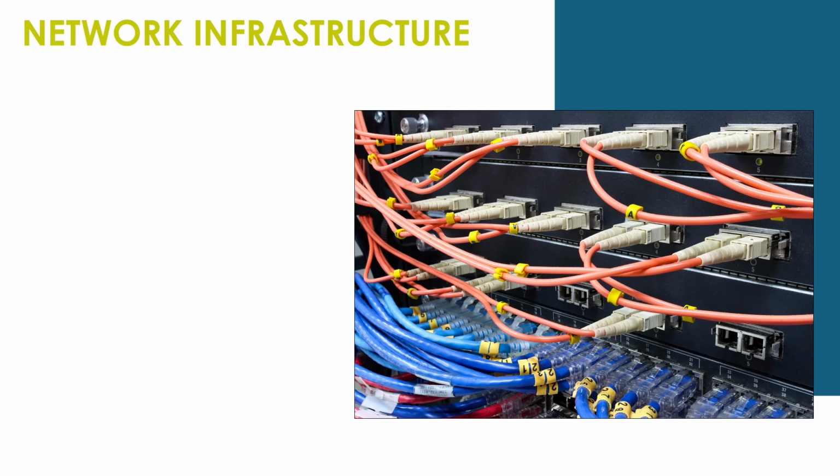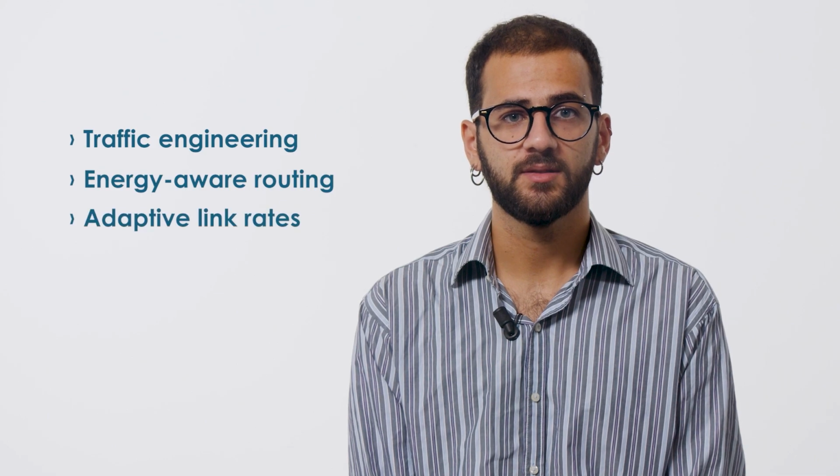Networking infrastructure also contributes significantly to IT-related energy use. Routers, switches, and transmission systems often consume close to their peak power, even at low traffic levels. Approaches such as traffic engineering, energy-aware routing, and adaptive link rates can reduce unnecessary consumption. For instance, network devices can be placed into low-power modes during periods of low activity, or transmission speeds can be dynamically adjusted to match current demand.